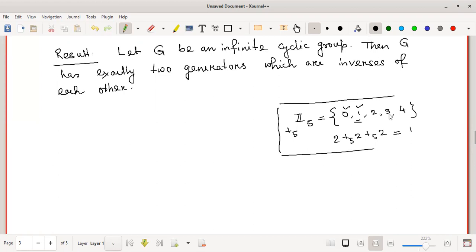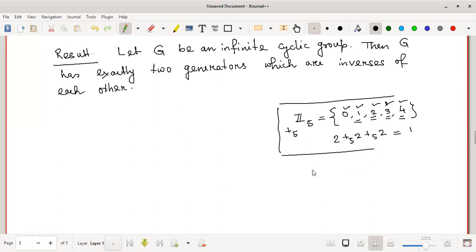How can 3 be expressed? 2 can be expressed in terms of 2, 2 itself. How is 3 expressed in terms of 2? 2 plus 2 plus 2 plus 2, so that is 1 plus 2, 3. Right? 4 is 2 plus 2, so 4. So 2 is also a generator. Similarly, you verify yourself that 3 and 4 are also generators. So all these 4 elements are generators of Z5.